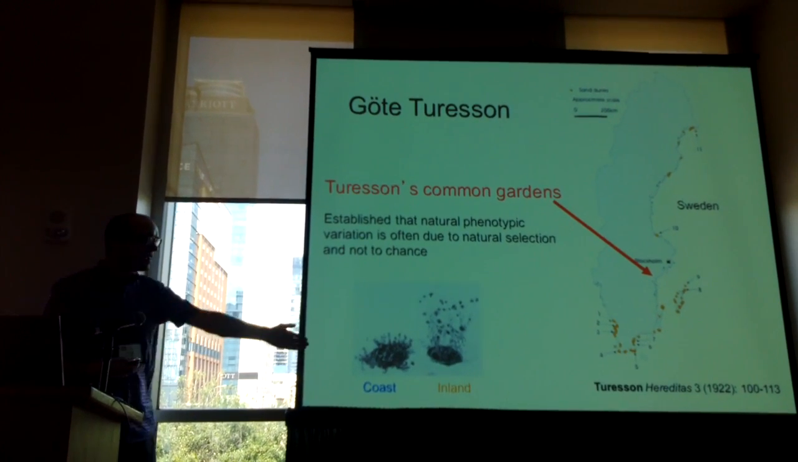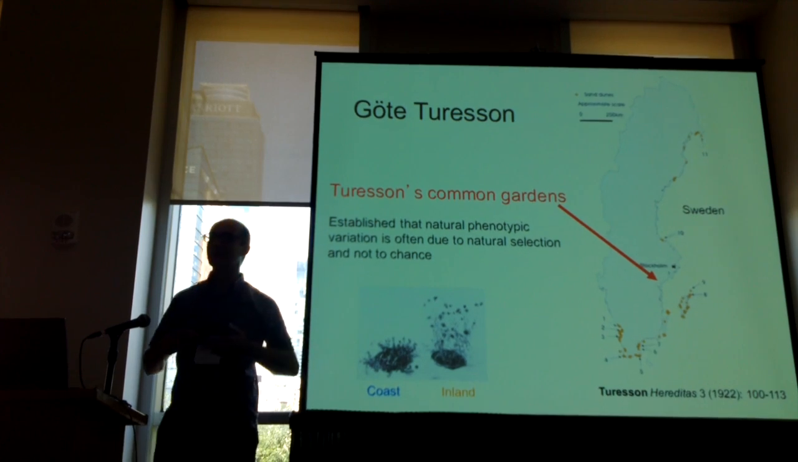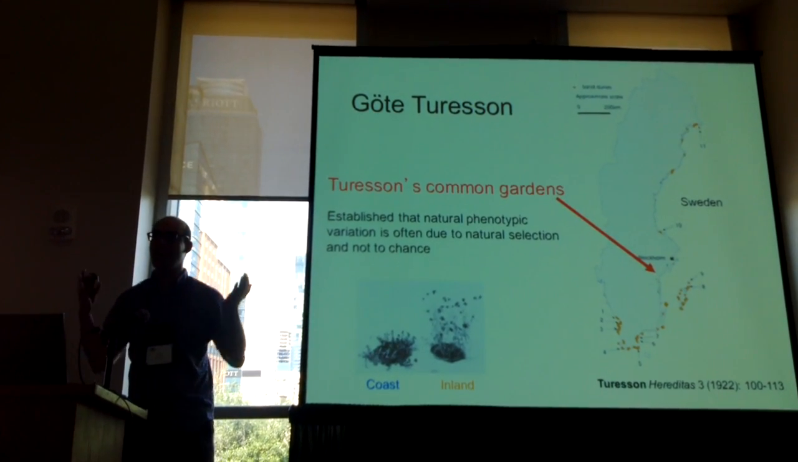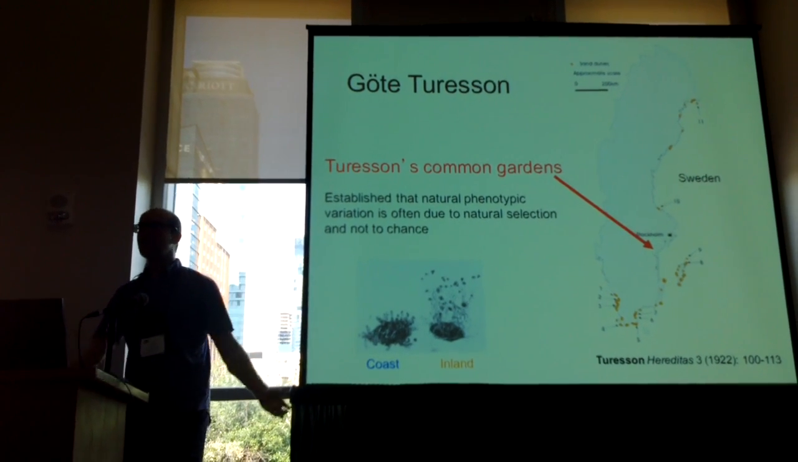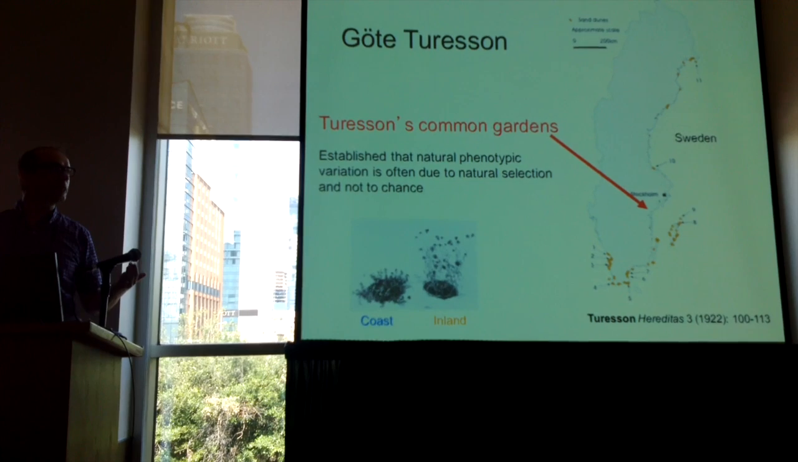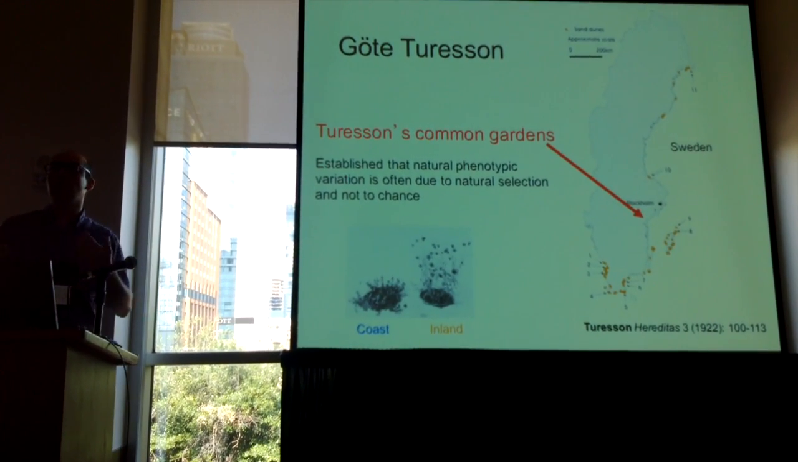In particular, he was interested in planting coastal populations and inland populations in common gardens, and he always found that the coastal ones were prostrate, they grew out to the side, while the inland ones grew upright. And this was consistent across a number of different plant species. And so he came up with the term ecotype, and he advocated that this was a stage in the process of speciation.